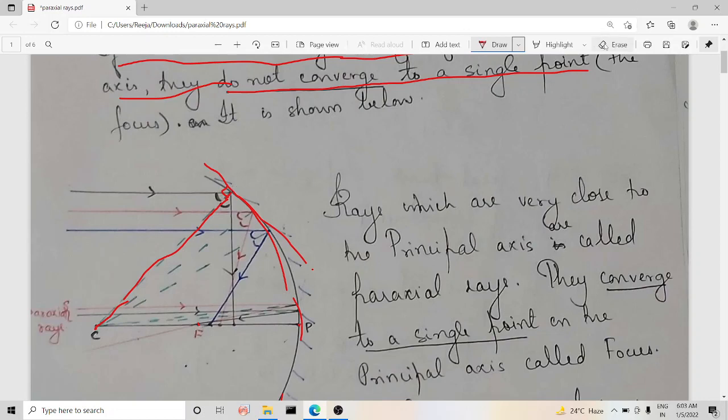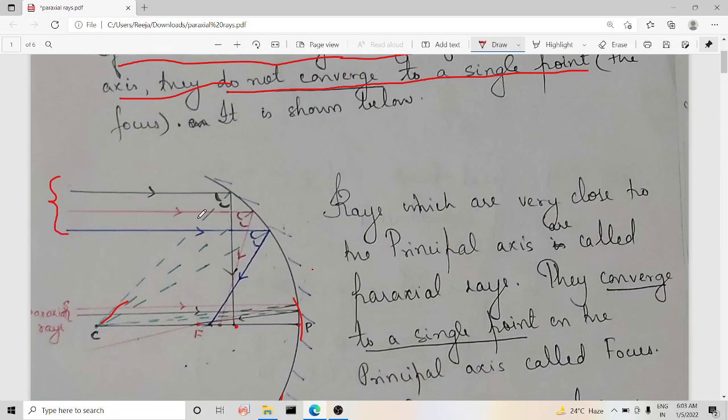Now I have drawn the incident ray here, and this is the reflected ray. The reflected ray touches the principal axis at this particular point. Now consider the next ray. This ray is also quite far from the principal axis. The speciality of all these rays which I am going to discuss with you now is that they are very far from the principal axis.